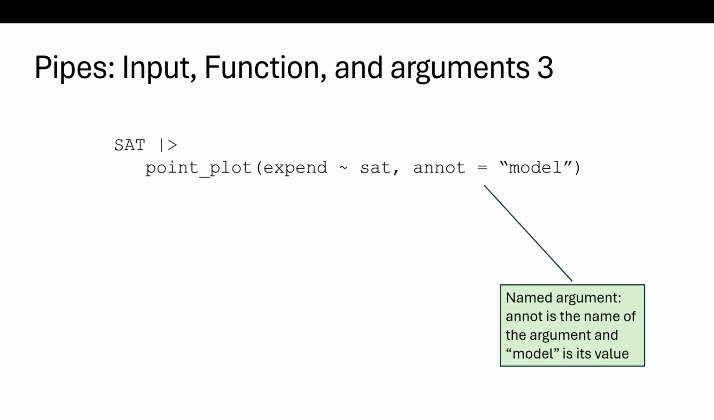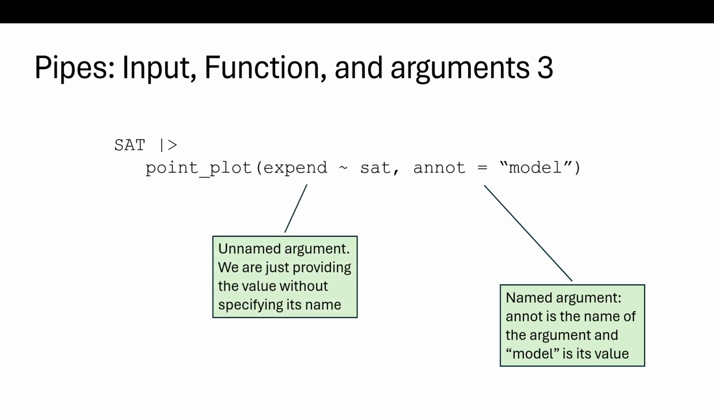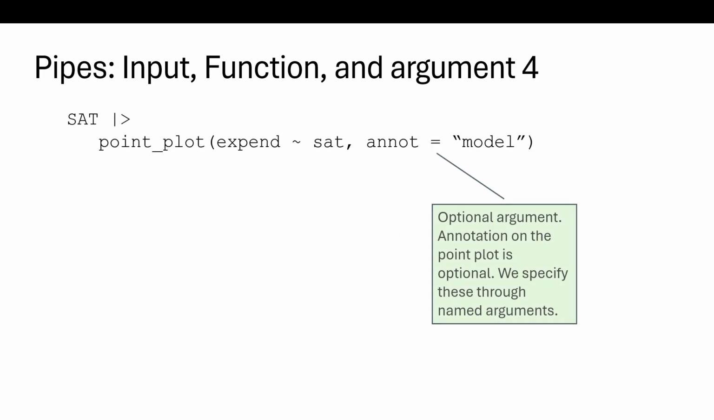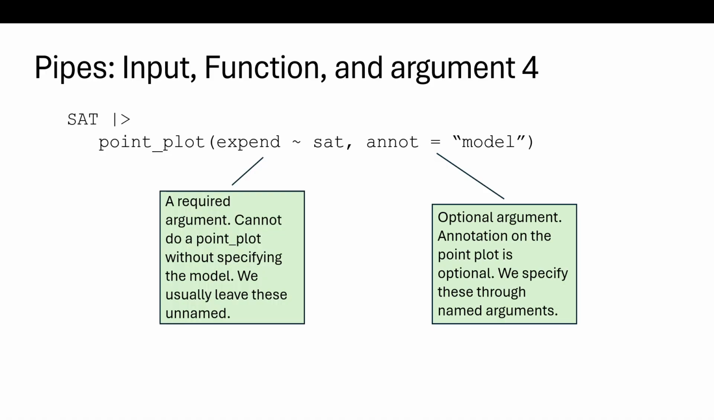This anot is a named argument, because we are saying anot is the name of the argument and we are passing the value model to that anot argument. Whereas the first argument, the formula expression, is an unnamed argument. We are not saying formula equals expend tilde SAT because that's the default. So that's an optional argument. We specify these through named arguments. Usually optional arguments are supplied through named arguments. Usually, not always.